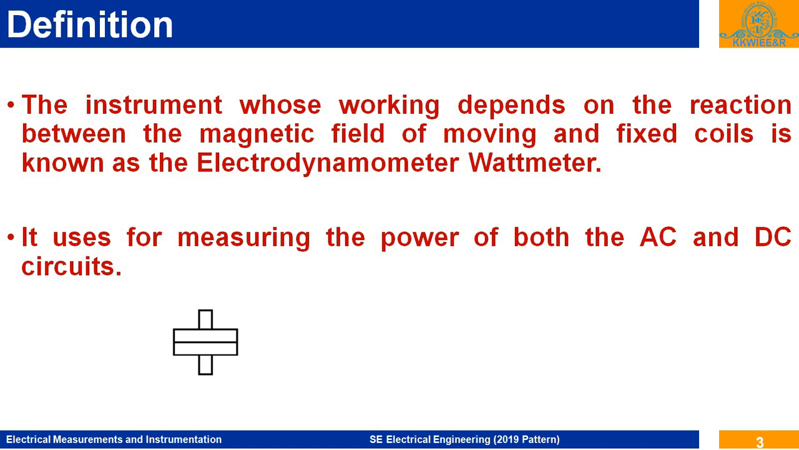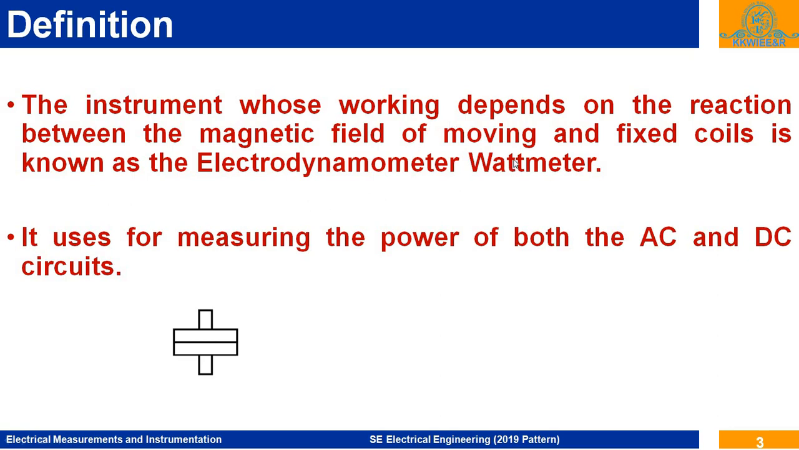For measurement of power, the equation of power P is equal to VI cos phi: voltage multiplied by current multiplied by power factor of the load. So we have to measure voltage, we have to measure current. So from this we define the wattmeter as the instrument whose working depends on the reaction between the magnetic field of moving and fixed coils, known as the electrodynamometer wattmeter.